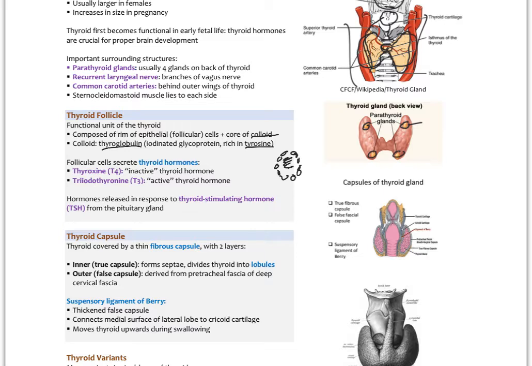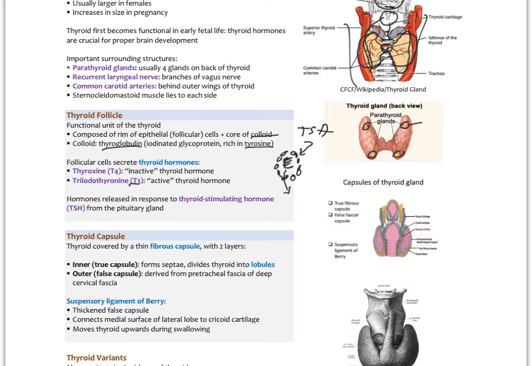The follicular cells, when they're activated by TSH from the anterior pituitary, that'll bind to receptors on the epithelium, and they will release T4 primarily, about 80%, and about 15 to 20% T3. The T4 is considered to be inactive thyroid hormone. The 4 indicates there are actually 4 iodine groups attached to it. The T4 has to be deiodinated. One of those iodines has to be removed for it to become active T3.